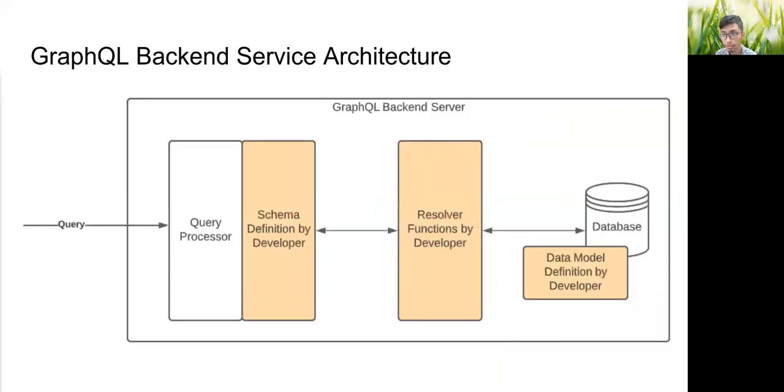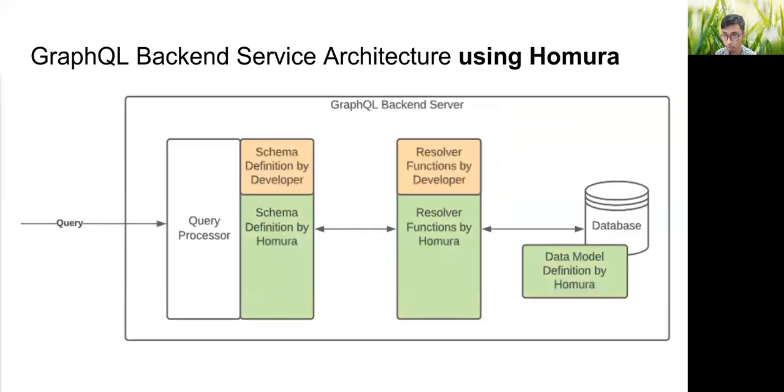We can see again the GraphQL backend service architecture here. Before, we would have to implement these three components. And when we use the Homura development tool, we would only be required to implement these small yellow parts. The green ones will be generated at runtime by Homura.